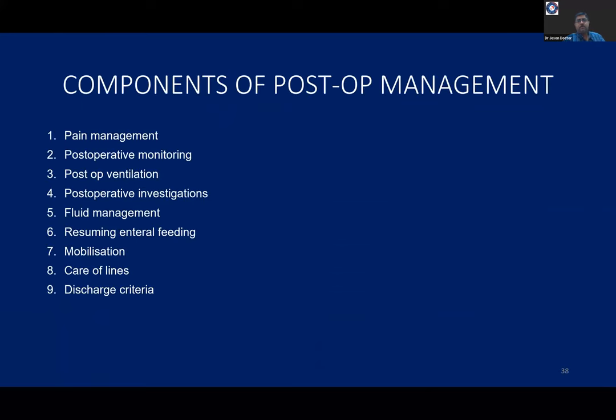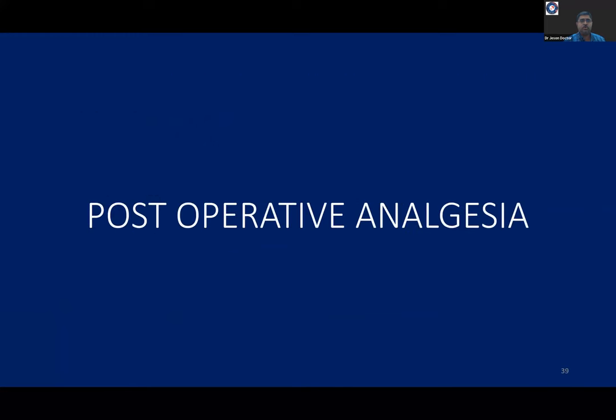I'll be discussing the postoperative management with respect to pain management, monitoring, post-op ventilation, what investigations are needed, fluid management, resumption of enteral feeding, mobilization, care of lines, and discharge criteria. I'll be briefly touching on these, and we'll leave it to the discussion for further discussion.